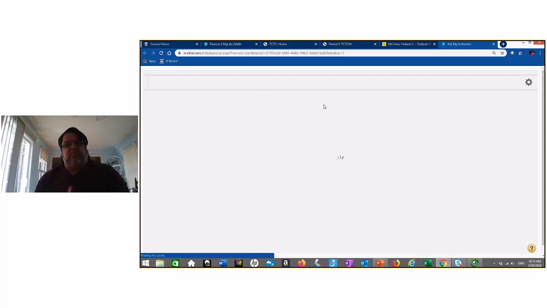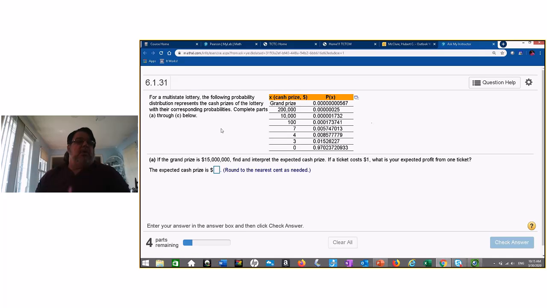Eventually, it'll come up. All right, for a multi-state lottery, the following probability distribution represents the cash prize of the lottery. Complete parts A through C. If the grand prize is $15 million, find and interpret the expected cash prize if a ticket costs $1. What is your expected profit from one ticket?